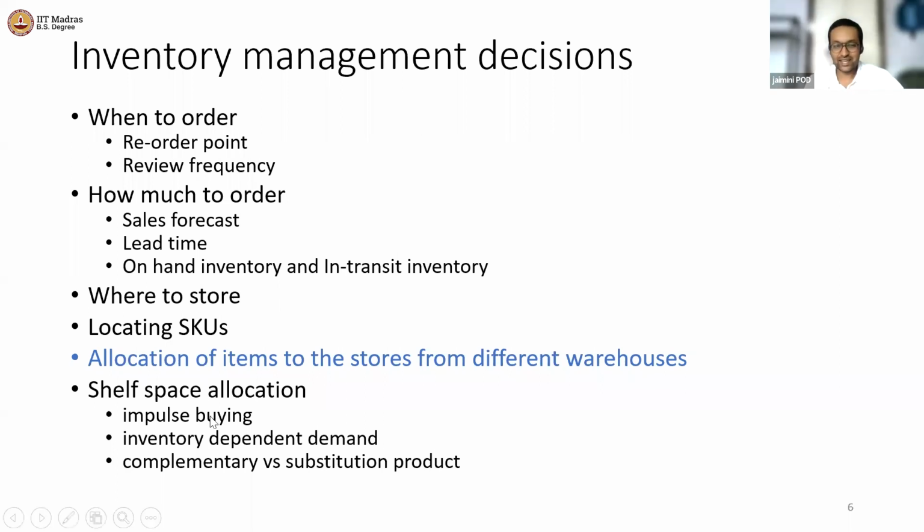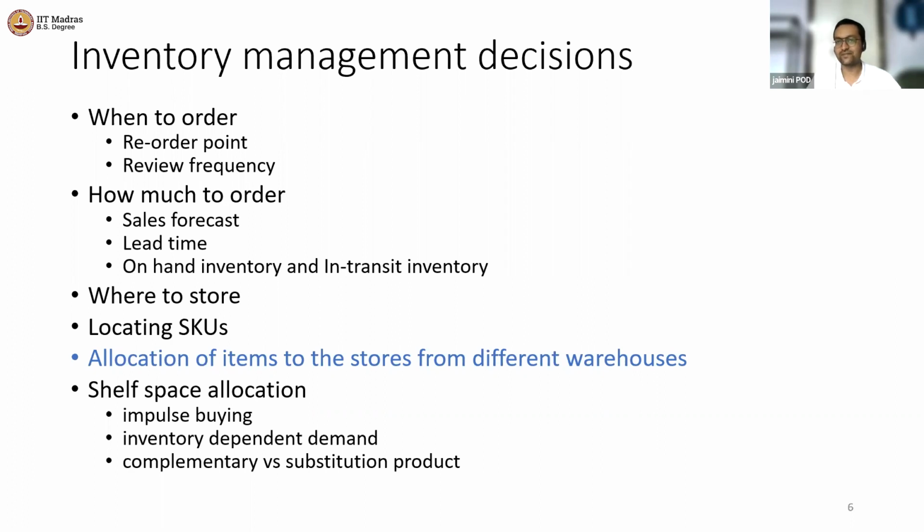The next thing is allocation of items to stores from different warehouses. Now you have regional distribution centers. From there, there'll be district level warehouses. Then from there, thousands of stores. Which store will be allocated to which warehouse? And suppose a store has given a demand and a warehouse doesn't have sufficient quantity to meet the demand, what will be the next warehouse which will be allocated?